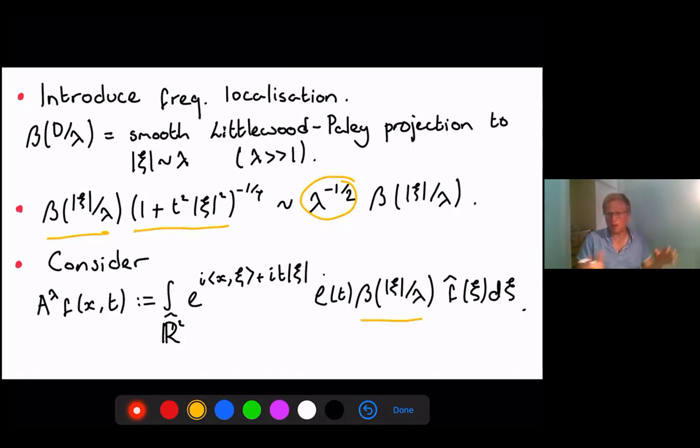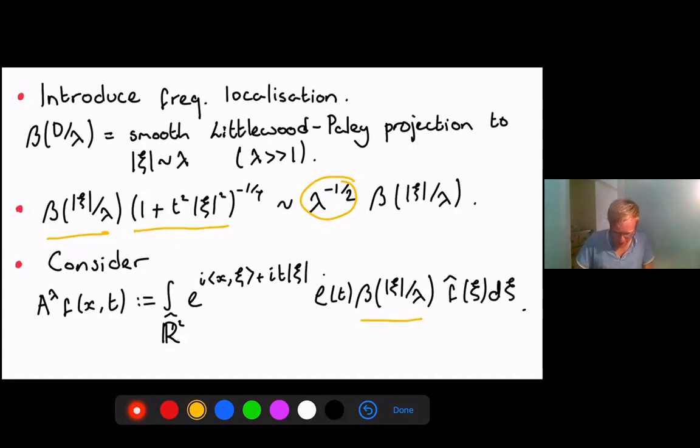Of course, we can't really forget about this λ^(-1/2). It is important because when we want to sum together all these frequency localized pieces, it's going to help us sum the pieces. It's going to give us some geometric decay. But we can deal with that later. Now we're just going to focus on the operators with these terms factored out. Does this make sense? Okay.